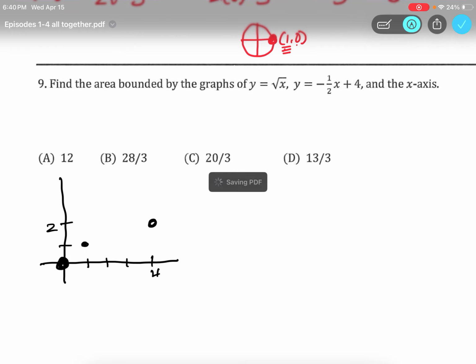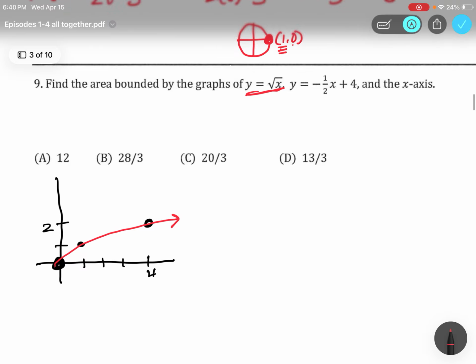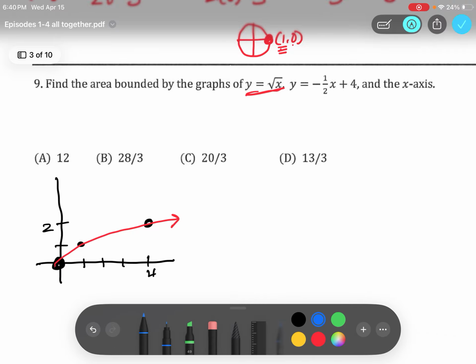Actually, let me draw it in red here. There it is. And then my second function is, that was the first one. And my second one is going to be this, which is a line. The y-intercept is 4. It's y equals mx plus b. So I'm starting up 4, and my slope is negative 1/2. So I would go down 1 over 2. I would go down 1 over 2. Oh, they're intersecting. And I can see exactly where they intersected.